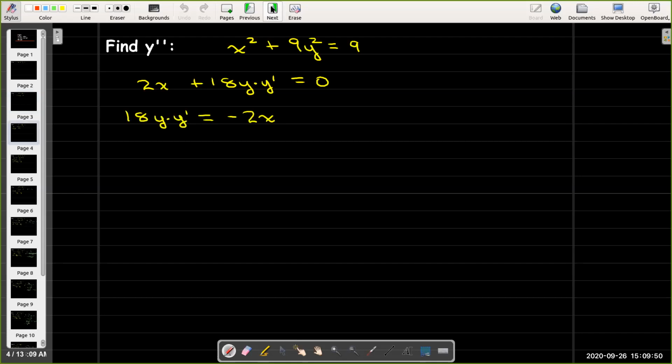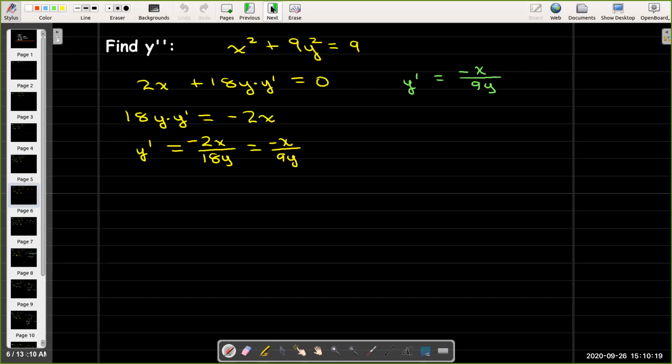So first I'll get the 2x on the other side and divide both sides by 18y. And after simplifying, I get negative x over 9y equals y prime. So now I need to take the derivative again to get y double prime.